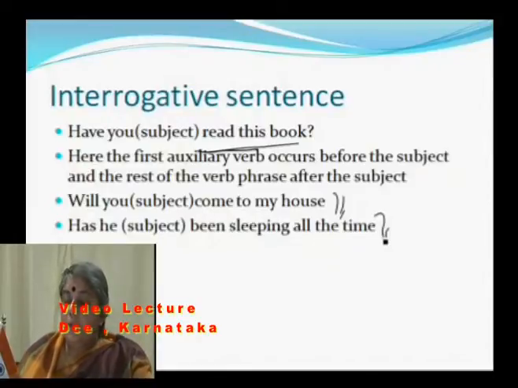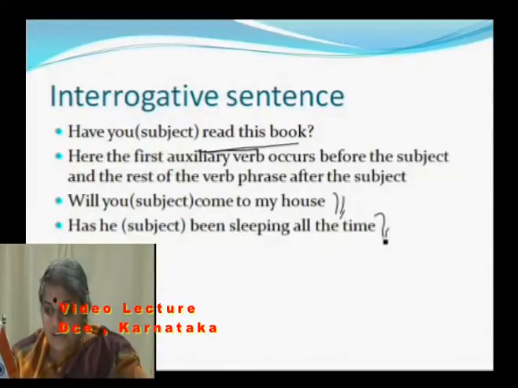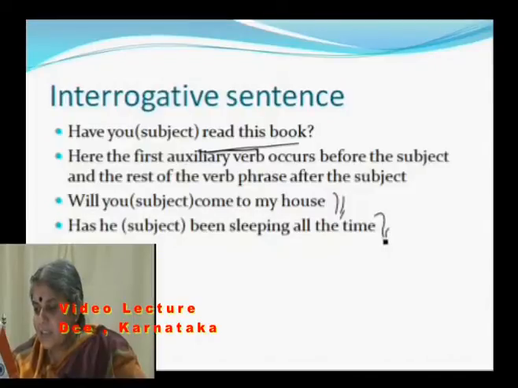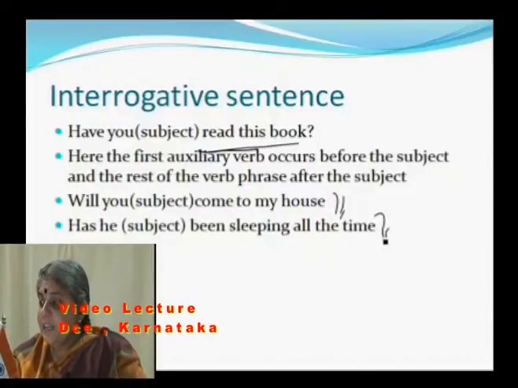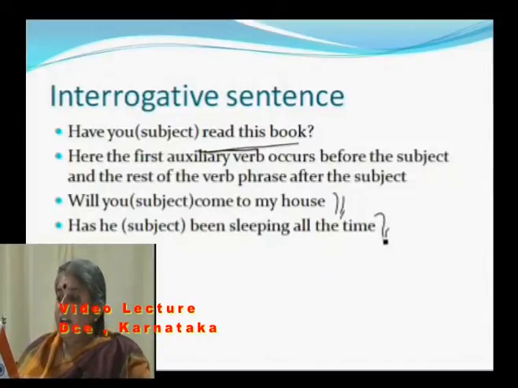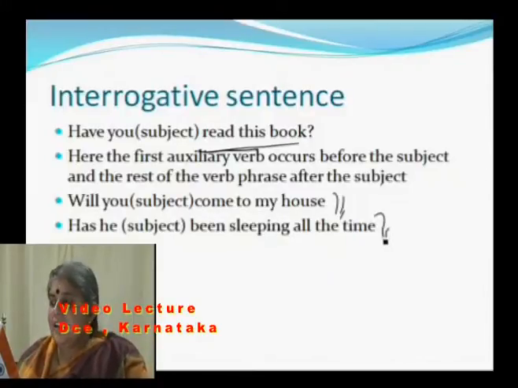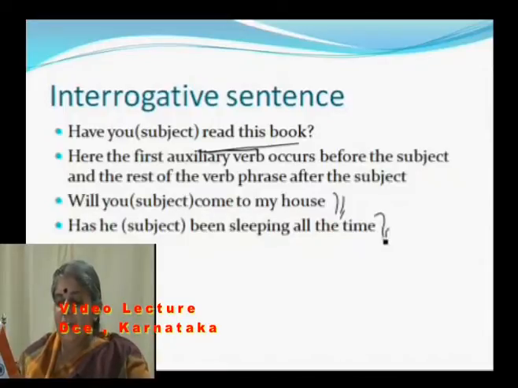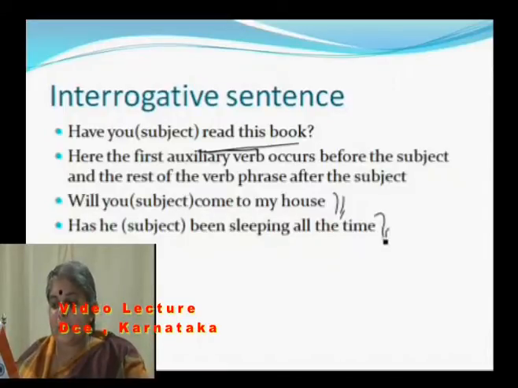Now, will you come to my house? Will is what? Modal auxiliary. You is what? Subject. The rest of the verb phrase, come to my house, is what? Is coming. Where does it come? It comes after the rest of the subject. So, will you occurs before the subject. That is, here will occurs before the subject.